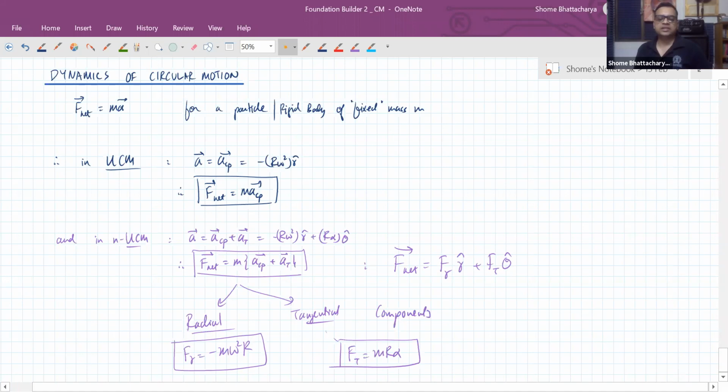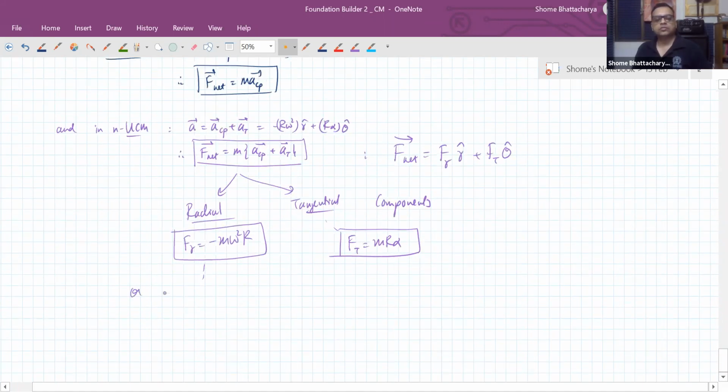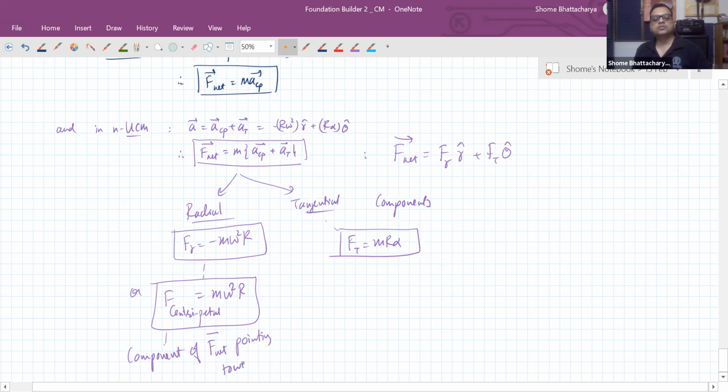Okay. Or we can also say that the centripetal component of force is equal to m omega square r. This is the component of the net force pointing towards the center. And this is the component of the net force along the tangential direction. So this is how we apply the dynamics.